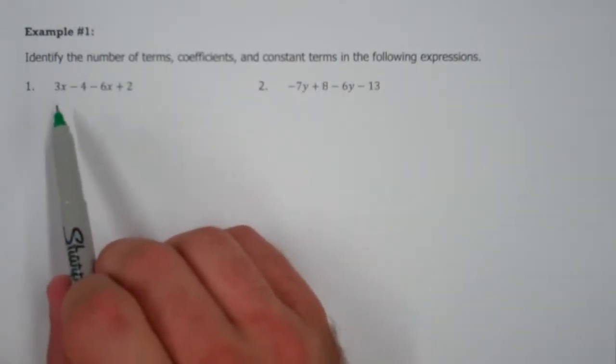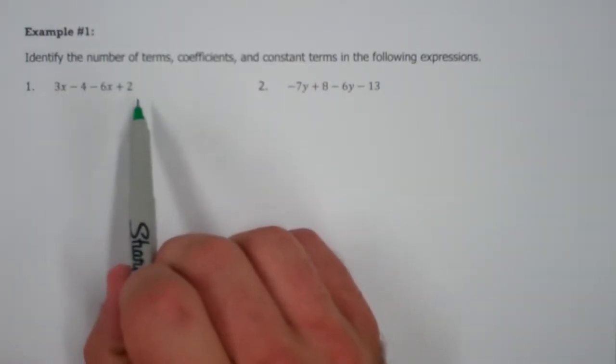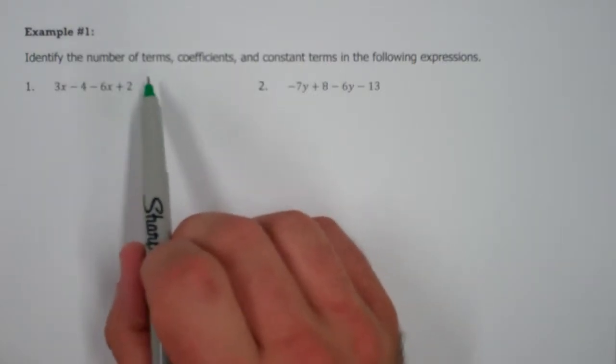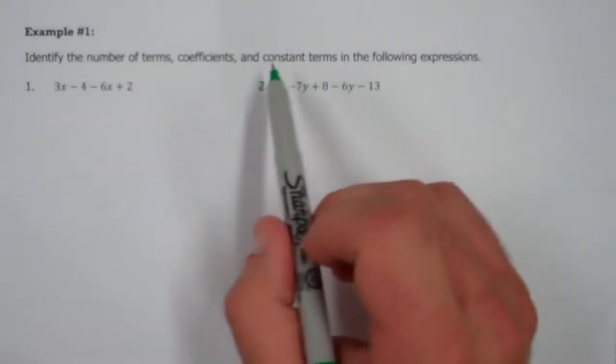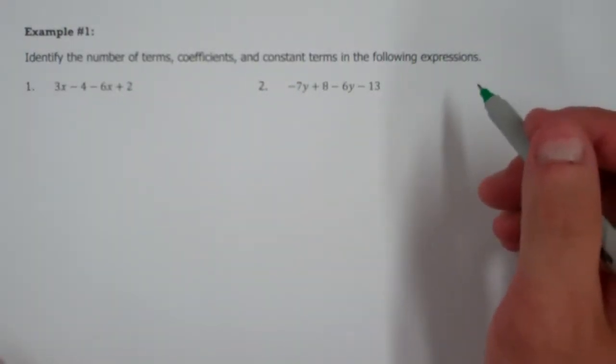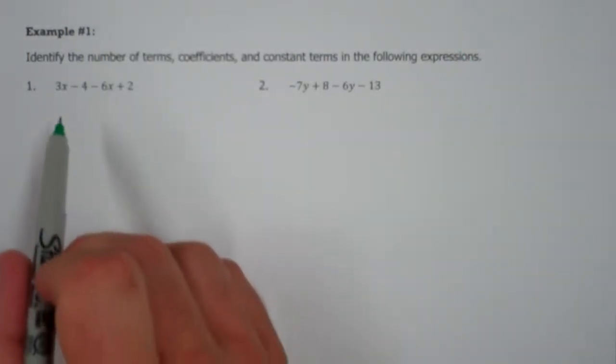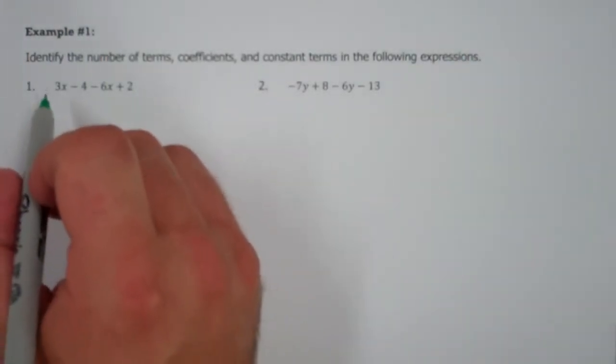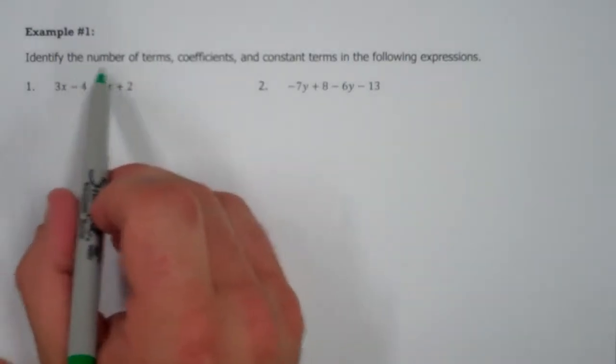In the future, you may see this where you'll be asked to simplify first, and then you'll be asked to state the number of terms, coefficients, and constants as well. But let's just go with the first way there. Let's go with just the number of terms here.